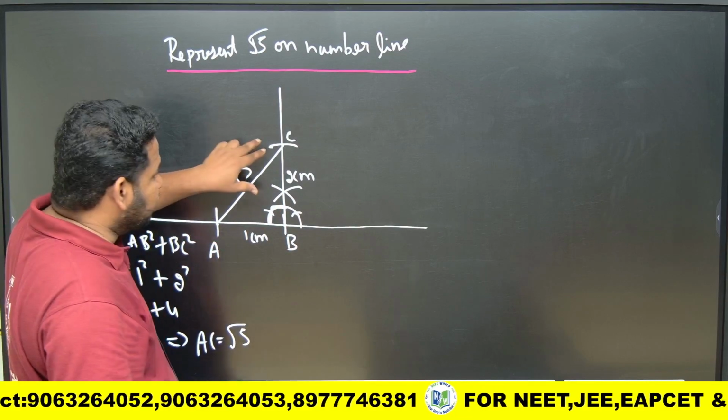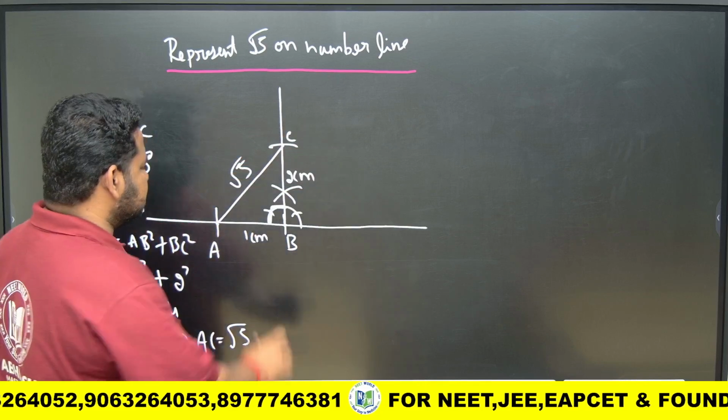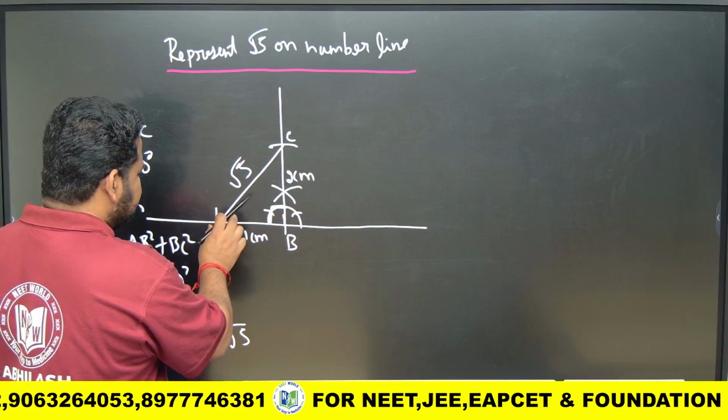Is it done? No. We have to represent this root 5 on the number line. So I will keep the compass here at one end, another end here.